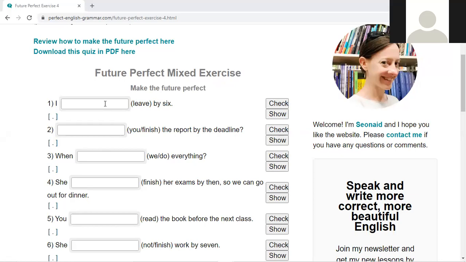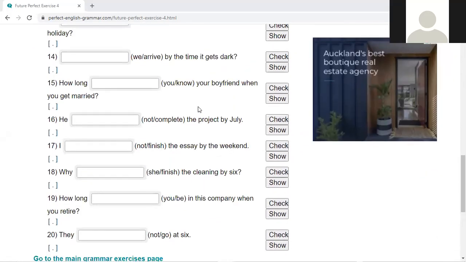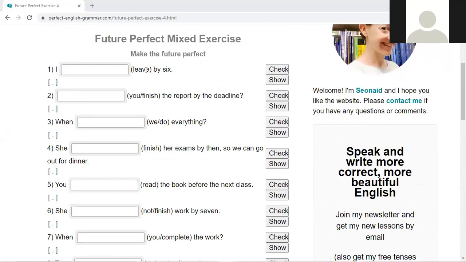Exactamente. Okay. Can you see the activity? Yes. It says future perfect missed exercise. Make the future perfect. So, you have to make the sentence in future. Okay? You have the verb in parentheses. All you have to do is complete the sentence or the question. All right? So, number 1.